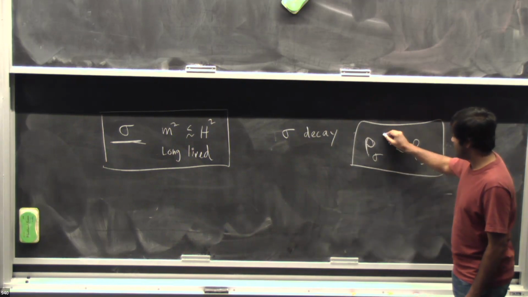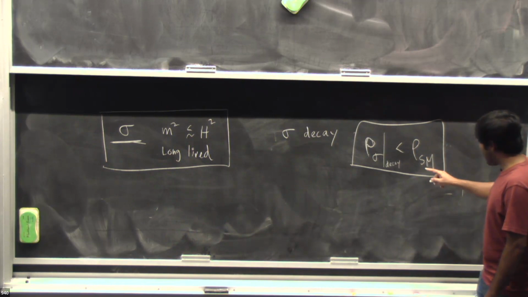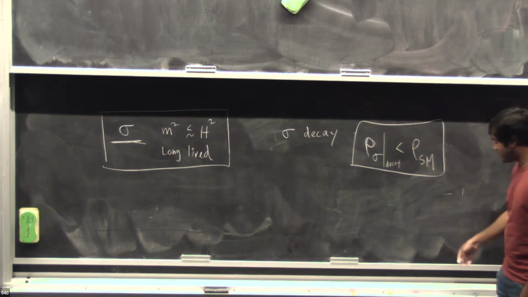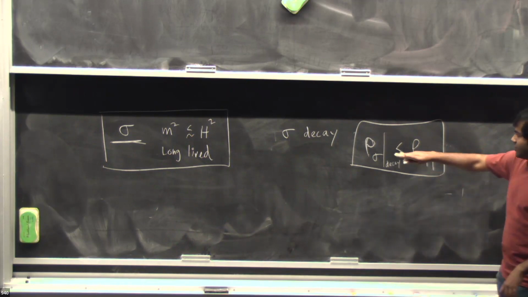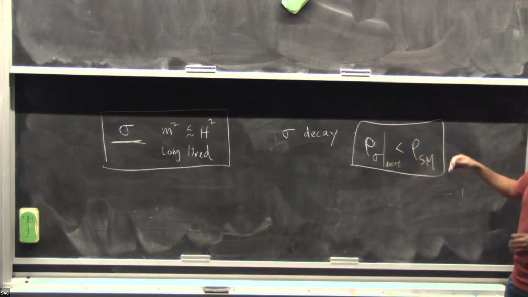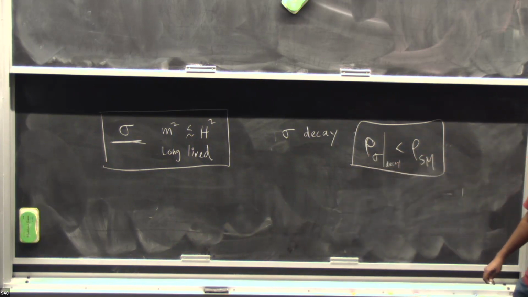And you really mean rho standard model there, not rho inflaton? I really mean rho standard model. So I'll assume that inflaton decays first into the bath, and there is also the sigma, which dilutes like matter. But when sigma decays, it is somewhat smaller than standard model radiation.